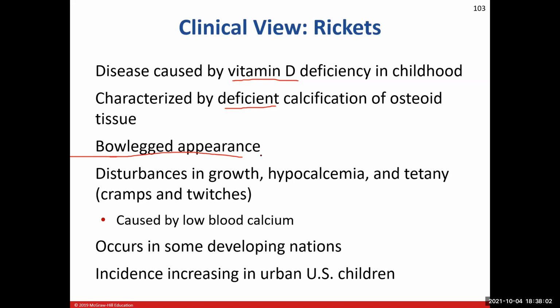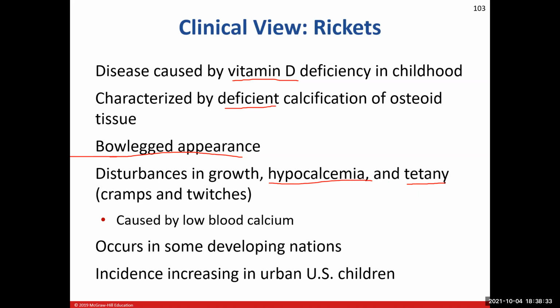Okay, so you'll see some bone growth deformities. Also, we'll have decreased blood calcium levels. And we talked about the important functions of calcium in our body. Calcium is involved in muscle contraction and nerve tissue function. So what will happen is you'll have these cramps and twitches, this muscle tetany, and that's due to low blood calcium.